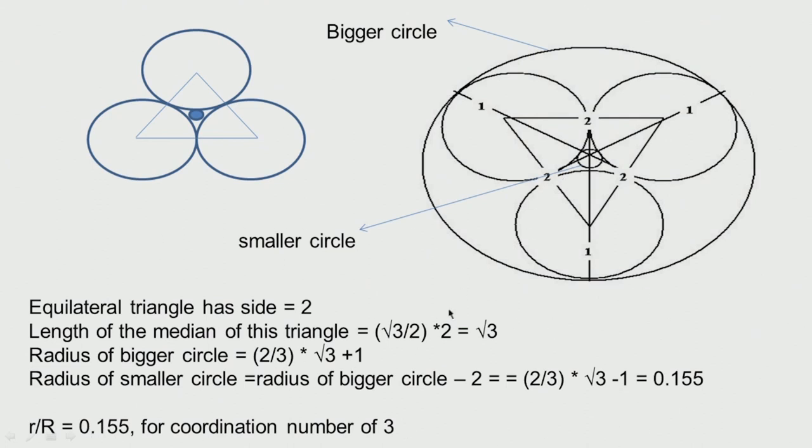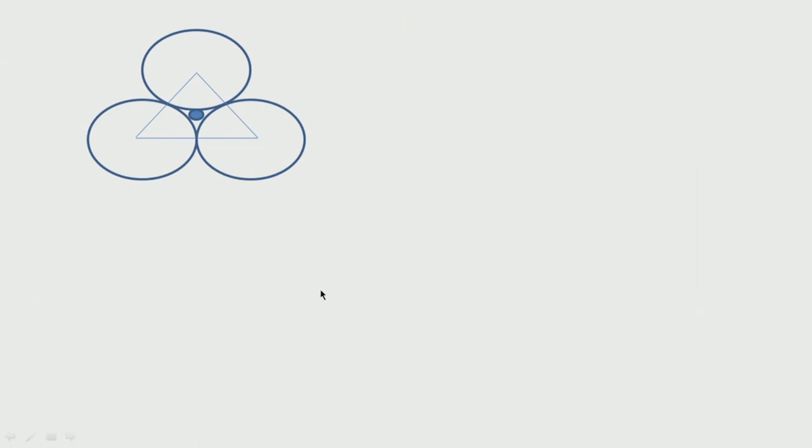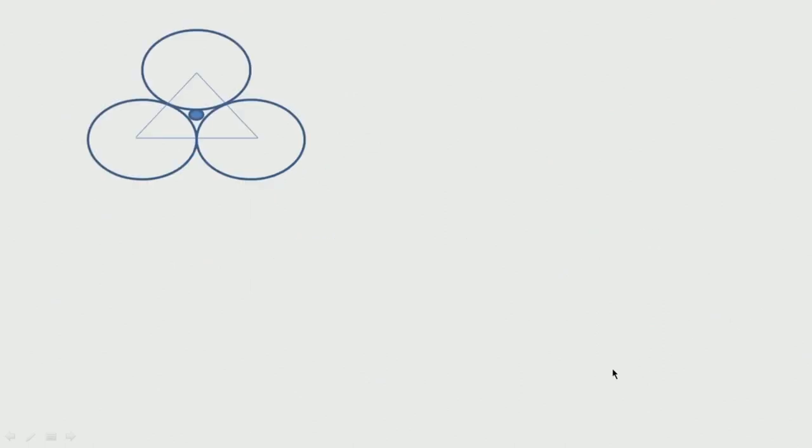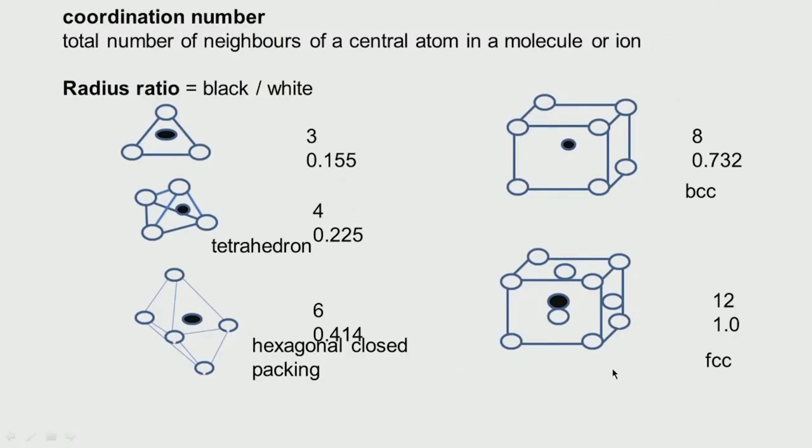So this is obtained of course from geometry. It is not very difficult. I can have a small circle placed inside which touches all these bigger circles, and the size of that circle will be related to the size of the bigger circle by r by R equal to 0.155. Whereas in the earlier situation we saw r by R equal to 0.414 and so on. So we can do a lot of these types of calculations.